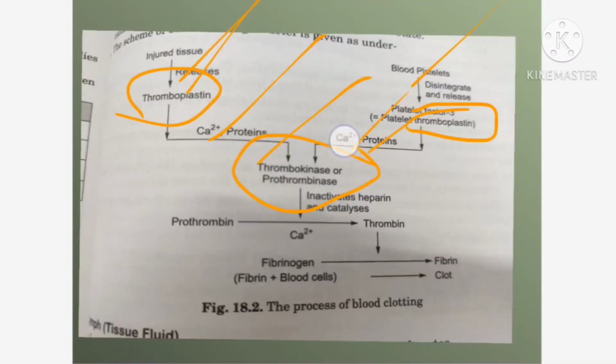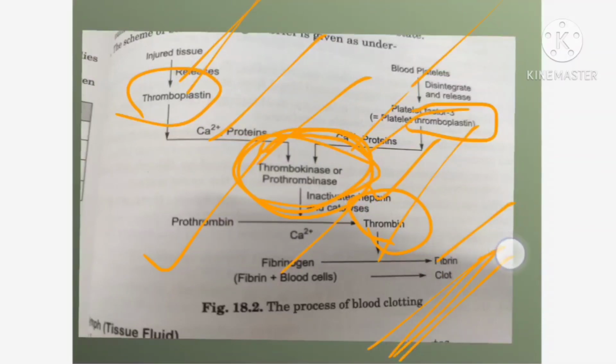Thrombokinase or prothrombinase is an enzyme. It is inactivating heparin and helping in the conversion of prothrombin, which is present in plasma, into thrombin. This thrombin will help in the conversion of fibrinogen into fibrin. This fibrin is a fiber-like structure. All the blood cells will go and attach themselves there, resulting in the formation of a clot.